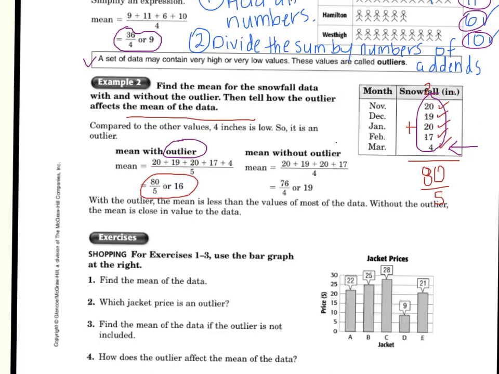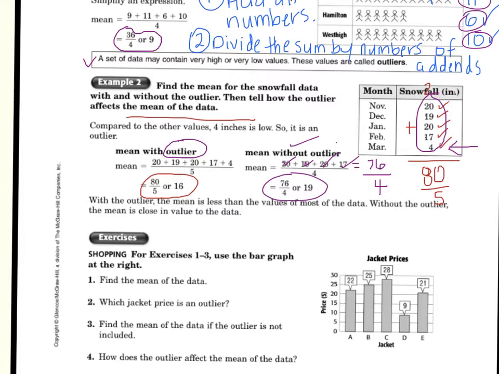Now let's look at the mean without the outlier. We're going to leave the 4 off. So it's 20 plus 19 plus 20 plus 17. Okay? We're not adding 4 on there. And when you add those together, you get 76. And we're going to divide by 4 because that's 1, 2, 3, 4 numbers we added together. So 76 divided by 4 is 19.